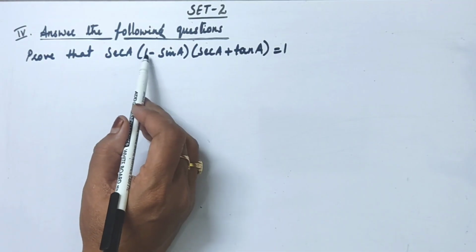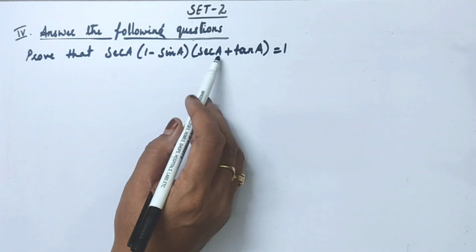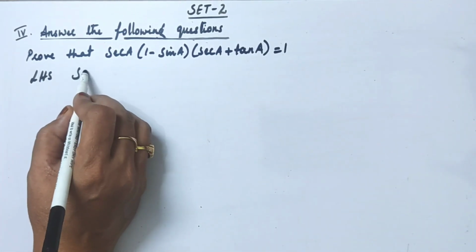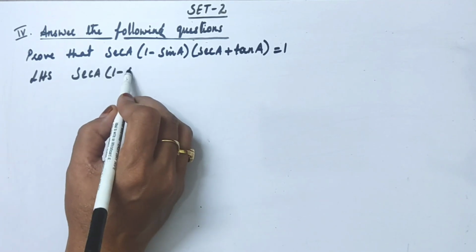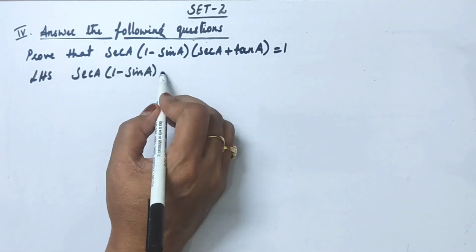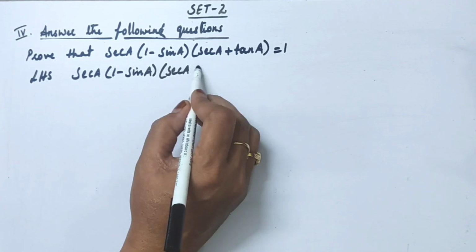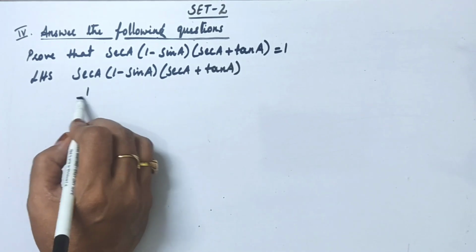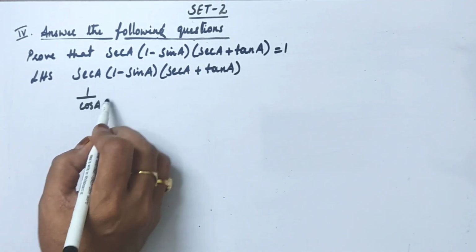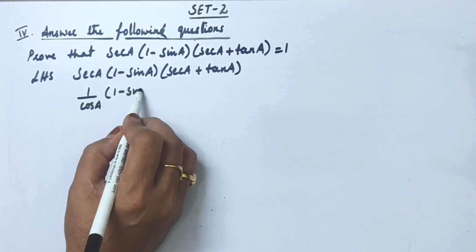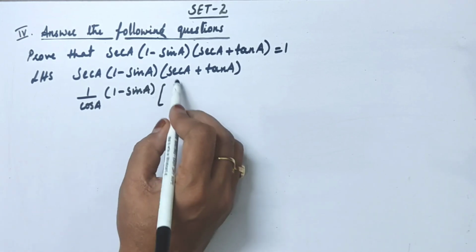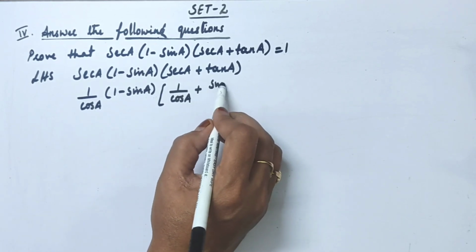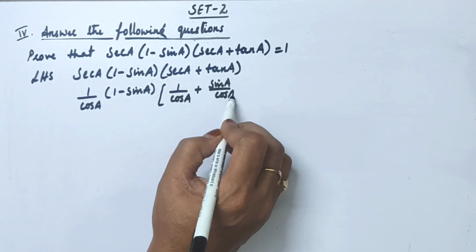Here, secant A into 1 minus sine A into secant A plus tan A equals 1. Let us take LHS. LHS is secant A into 1 minus sine A into secant A plus tan A. Now what is secant? Secant is the reciprocal of cos, 1 upon cos A. Let me write this as it is, 1 minus sine A. Fine. Now secant is again 1 upon cos A plus tan written as sine by cos, students.